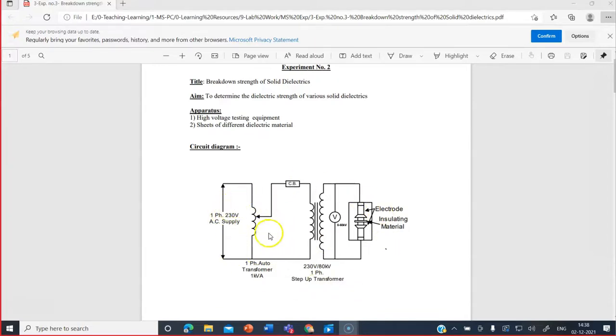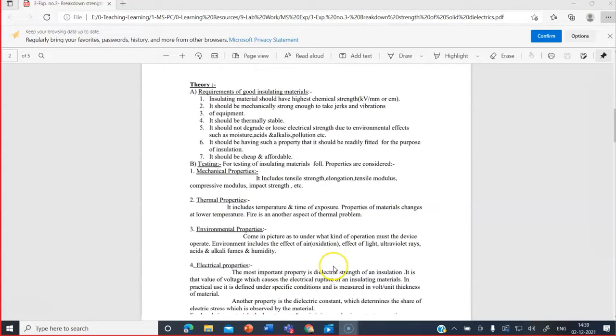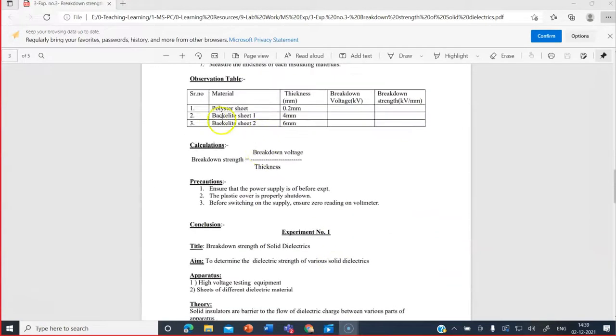Just go on increasing the voltage very slowly by moving the auto transformer disc, and observe the voltage at which the spark occurs, and then you will find out the dielectric strength by measuring the thickness. The distance between the electrodes, in the case of solid material, will be the thickness of the material. So that is the experiment, and the readings are like this.